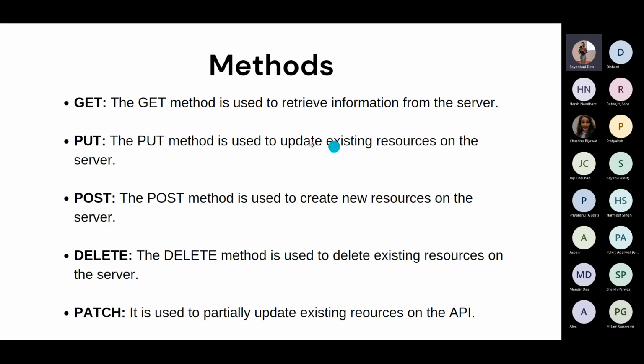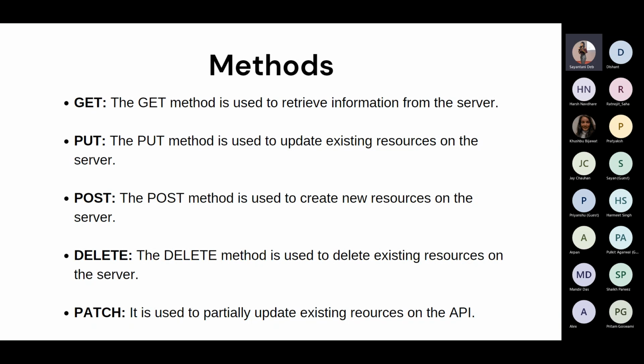In one word, we can say get method is used to retrieve information from the server. Put method is used to update existing resources on the server. Well, for example, when you make a put request to an API, you're basically telling the API to replace an existing piece of data with new data. For example, if you have a broken toy and you want to replace it with a new one, you can make a put request to the toy store API, telling it to replace the broken toy.